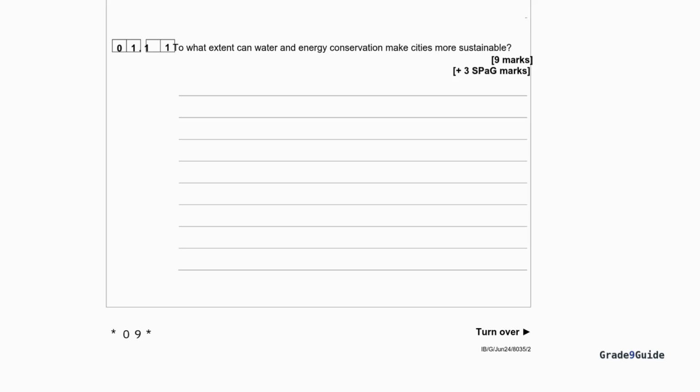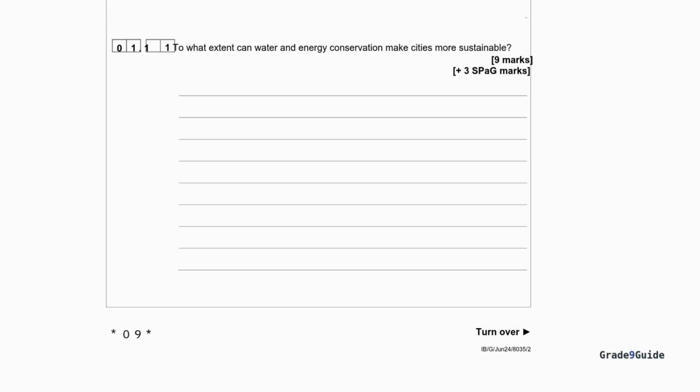And that brings us to the last question in this section, the big 9-mark essay on sustainable cities. So, question 1.11 is, to what extent can water and energy conservation make cities more sustainable? This is the big one. To get top marks, you've got to discuss both water and energy conservation, bring in a named case study, and make sure you end with a clear final judgment.